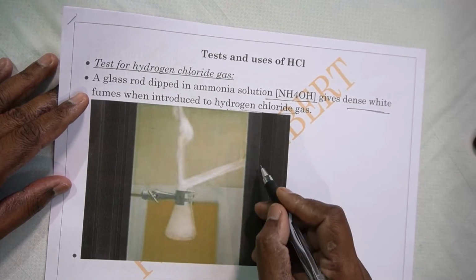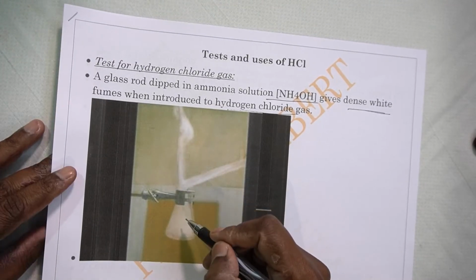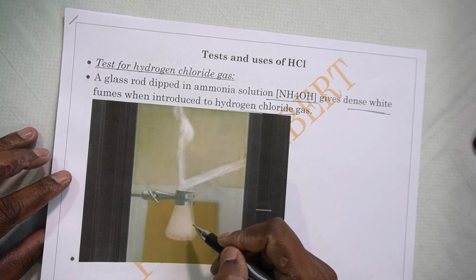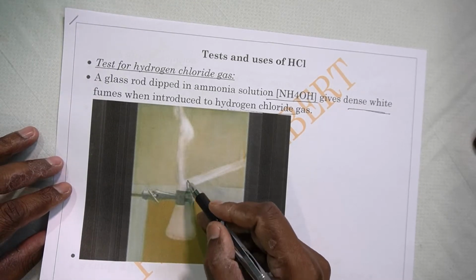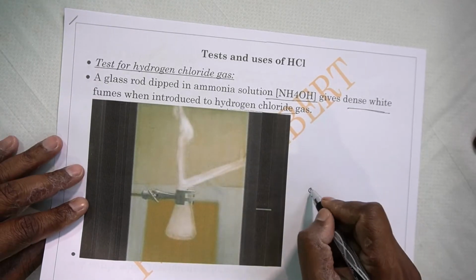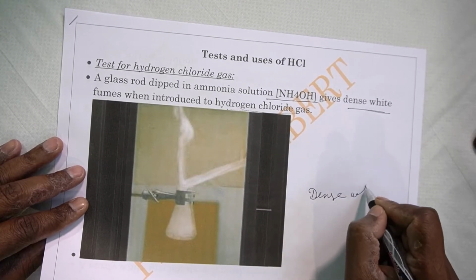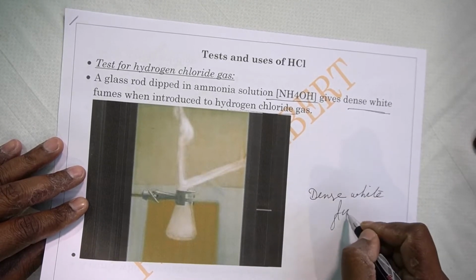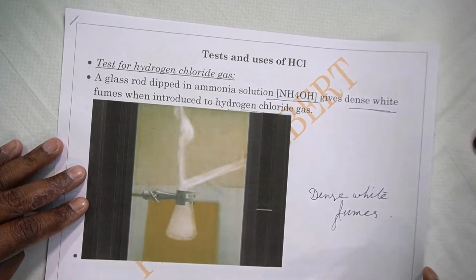You see here the glass rod dipped in ammonia solution is introduced to hydrogen chloride. The flask containing hydrogen chloride, dense white fumes are produced. Dense white fumes. This shows that the gas is hydrogen chloride.